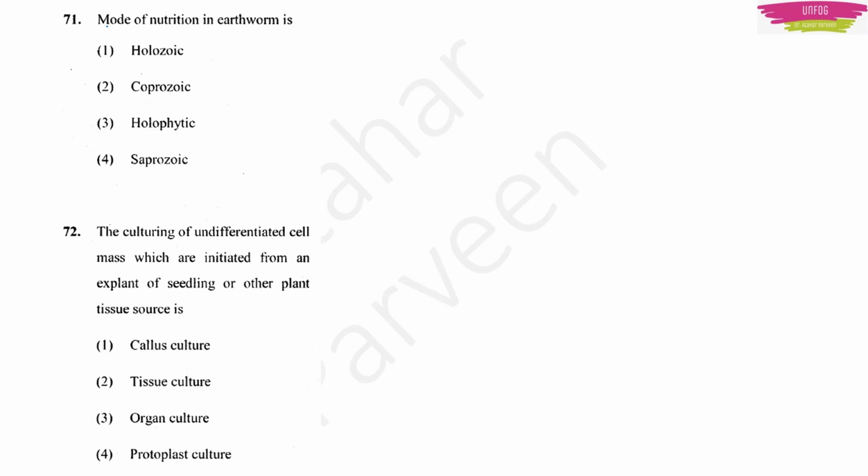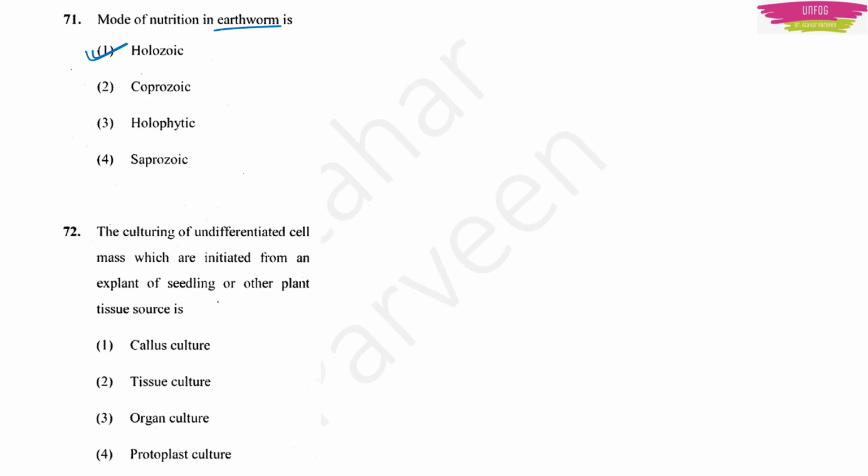Next question. Mode of nutrition in earthworm is: option 1 Holozoic, option 2 Coprozoic, option 3 Holophytic, and option 4 Saprozoic. So the mode of nutrition in earthworm is Holozoic. Holozoic means these organisms surround the food material that is present, ingest it, and digest it inside their bodies. So that is the Holozoic mode of nutrition which can be seen in earthworms.